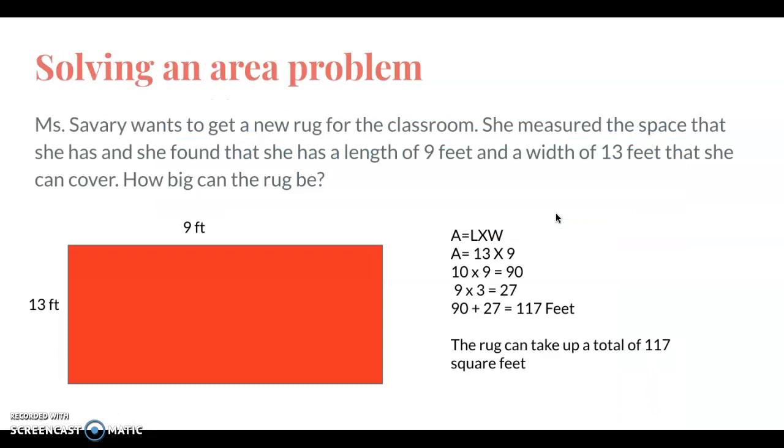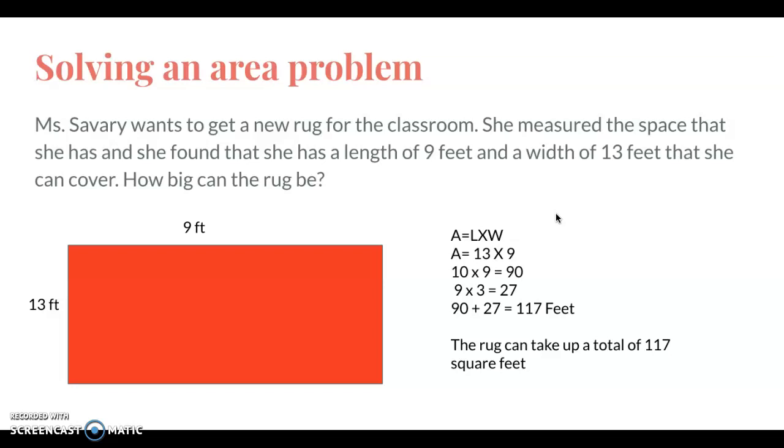So let's look at solving an area problem. Ms. Savory wants to get a new rug for the classroom. She measured the space that she has, and she found that she has a length of 9 feet and a width of 13 feet that she can cover. How big can the rug be? So I'm going to use the formula area equals length times width. I see that the length is 13 feet and the width is 9 feet.